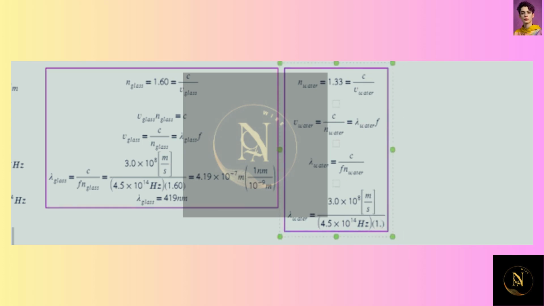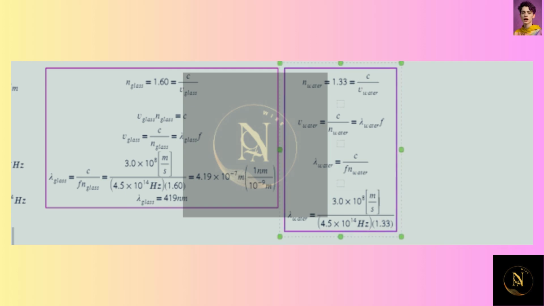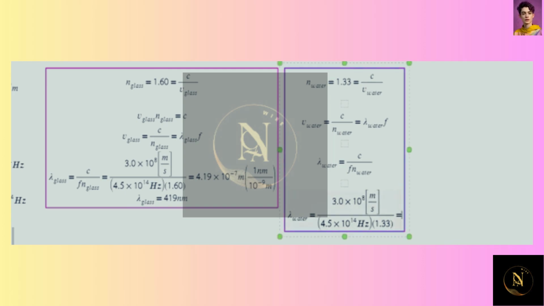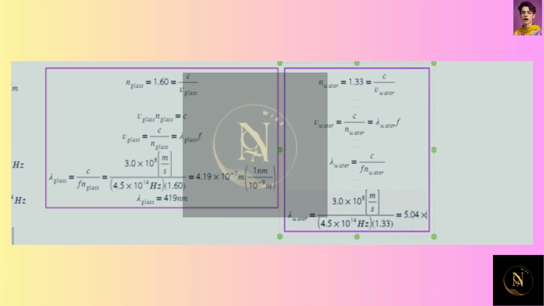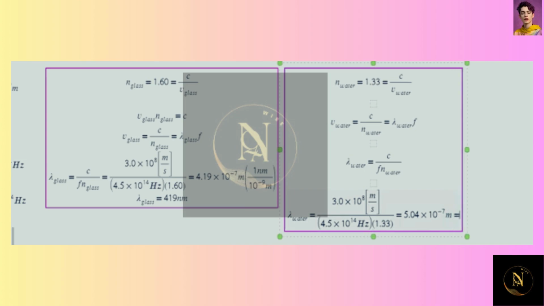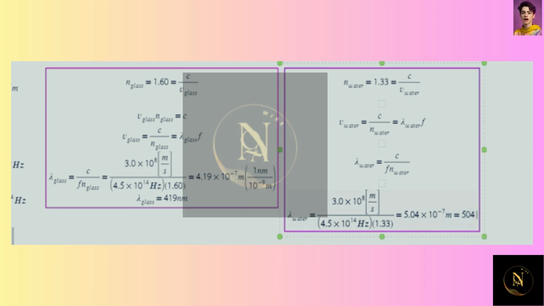So the denominator here is going to be 1.33, and when we solve for this, it comes out to 5.04 times 10 to the negative 7 meters, which is 504 nanometers. So the conversion follows what we did here in this problem. When it's times 10 to the negative 7, we could go ahead and multiply by this conversion factor, and it shifts the decimal place to the right. Okay, so this concludes problem number 8.